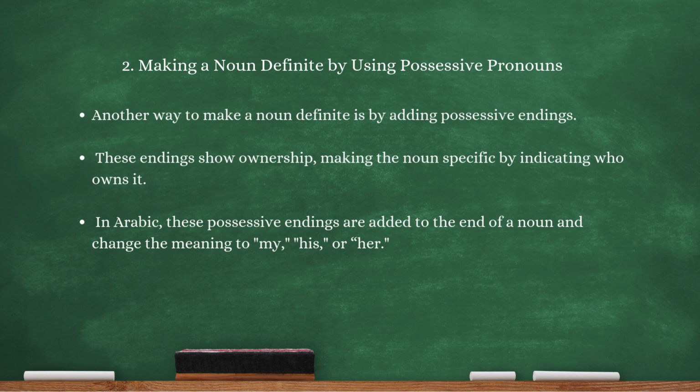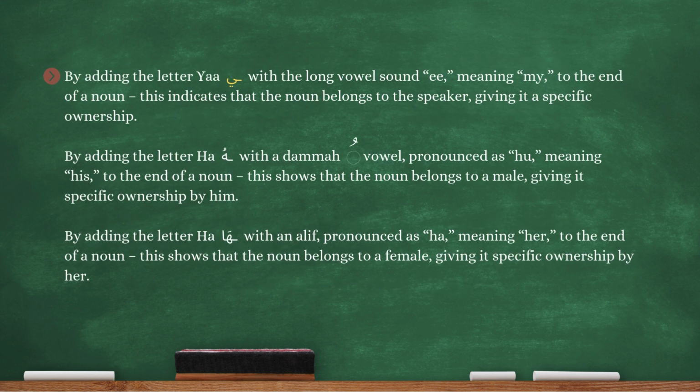In Arabic, these possessive endings are added to the end of a noun and change the meaning to my, his, or her. Here's how it works with possessive endings. By adding the letter ya with the long vowel sound e, meaning my, to the end of a noun, this indicates that the noun belongs to the speaker, giving it a specific ownership.